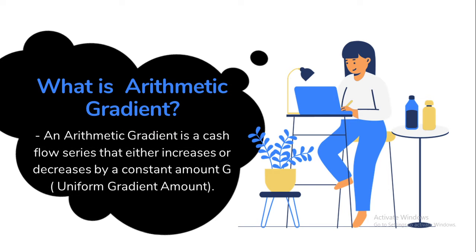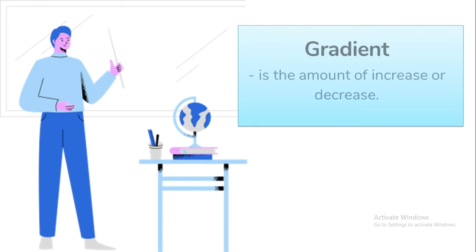What is arithmetic gradient? An arithmetic gradient is a cash flow series that either increases or decreases by a constant amount G, the uniform gradient amount. Gradient is the amount of increase or decrease. Cash flow diagram. So this is what the cash flow diagram looks like.